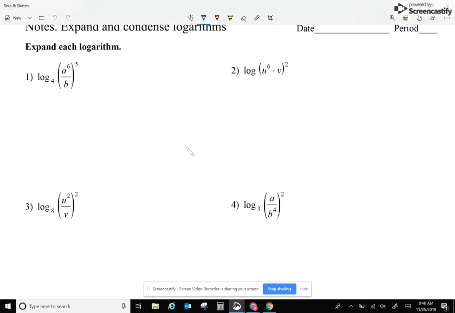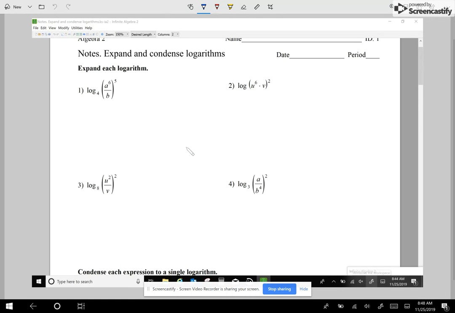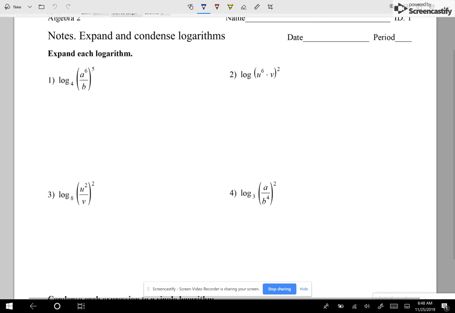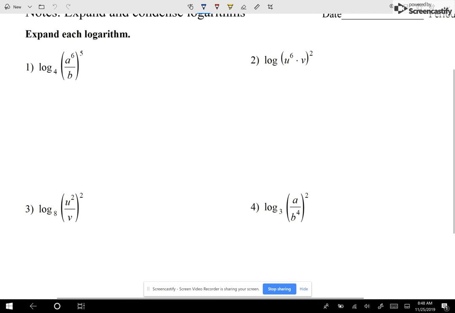All right, so this week we're going to be talking about expanding and condensing logarithms. To begin with, when we're going to expand or condense, make sure you have no parentheses. If you have parentheses, get rid of it. So I'm going to multiply in question number one. I'm going to multiply the exponent on the outside to the exponents on the inside.